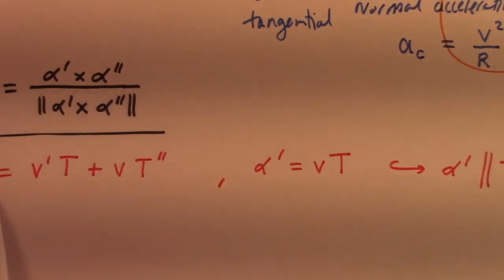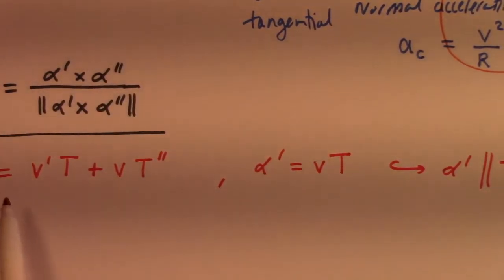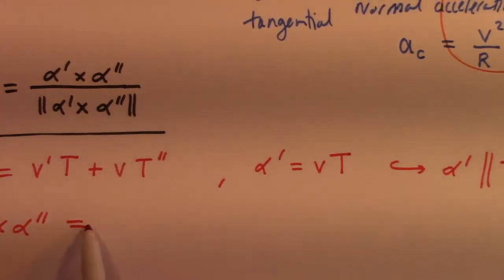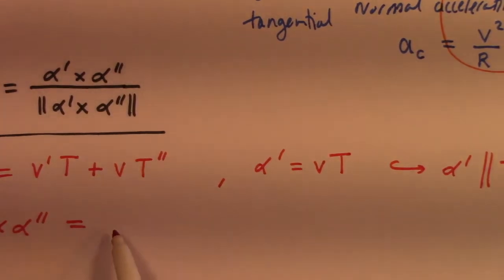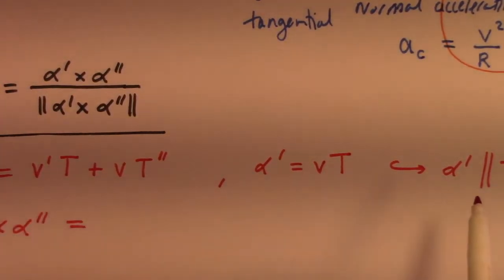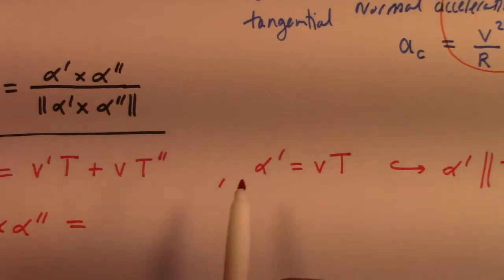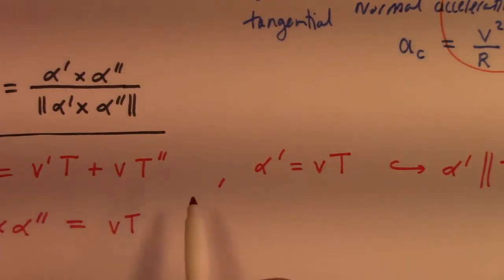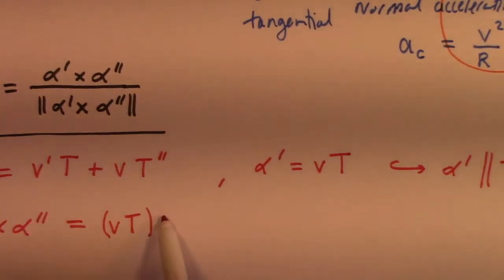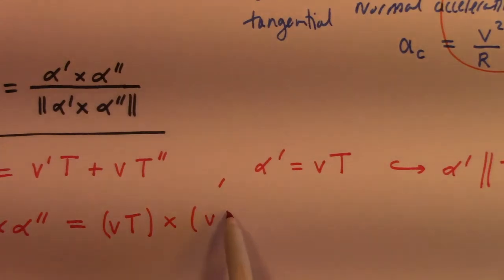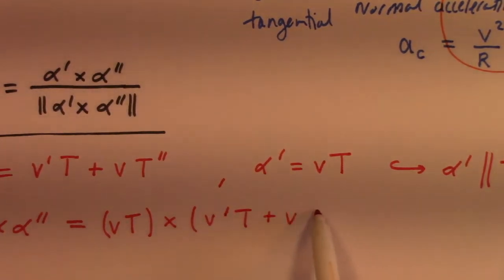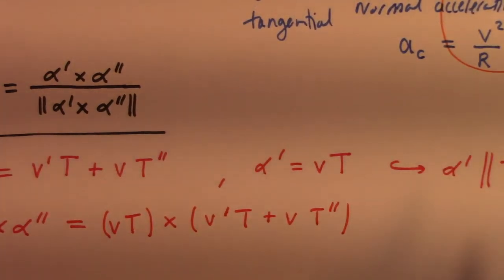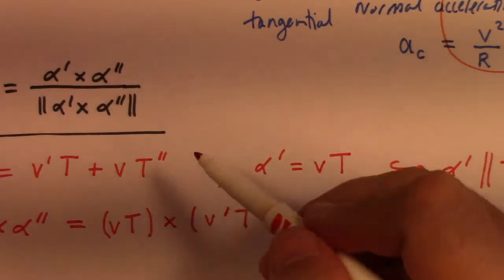So as I calculate the cross product, alpha prime cross alpha prime prime, well, alpha prime I can just straight up write as v t, right? And I've got that crossed with what? Well, with v prime t plus v t prime. Why do I have t prime prime? That's not right, just t prime. Duh.